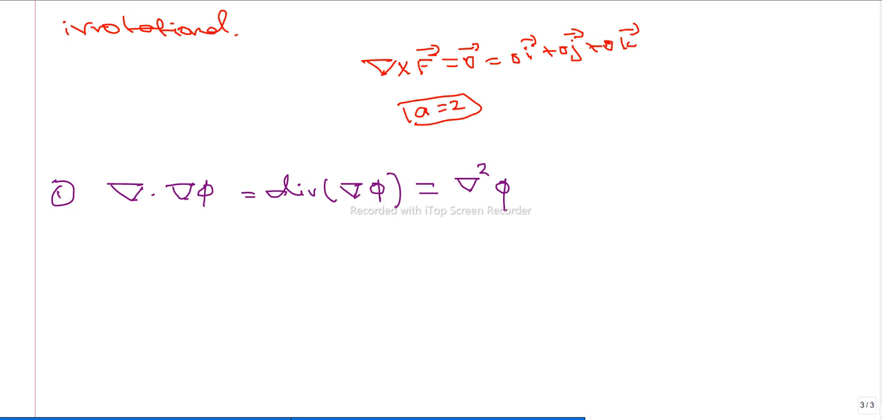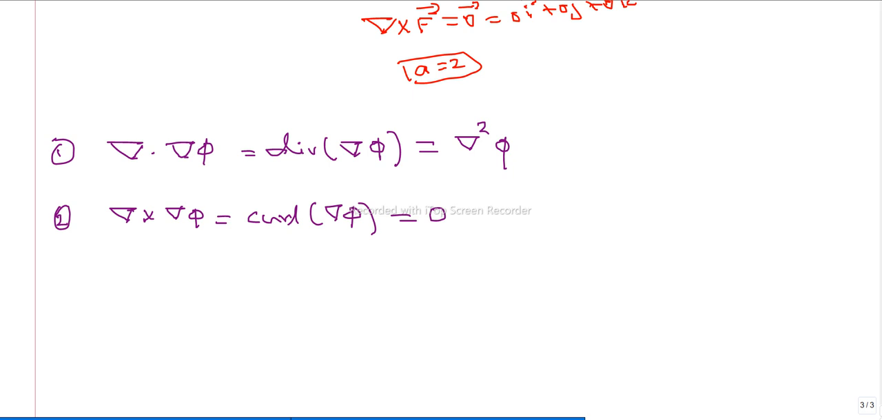So del dot del phi is nothing but del square phi, and if you take curl, that is del cross del phi, which is nothing but curl of del phi, because the vector product is nothing but curl. So del cross del phi is nothing but 0 always. Okay.